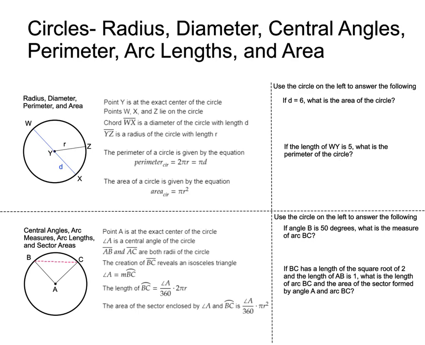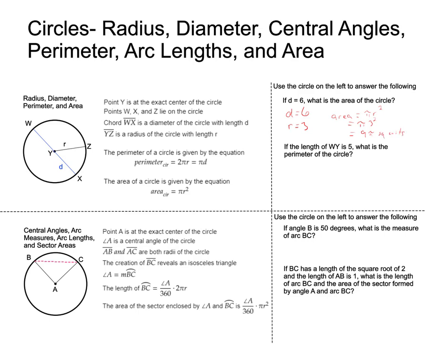If D equals 6, what is the area of the circle? So D equals 6. The radius is half the diameter, so that means R is equal to 3. Now we can use the area formula. So area equals pi r squared, or pi times 3 squared, or 9 pi square units.